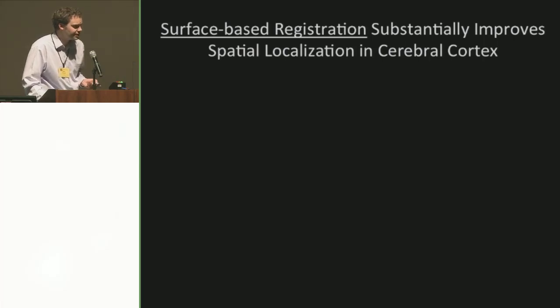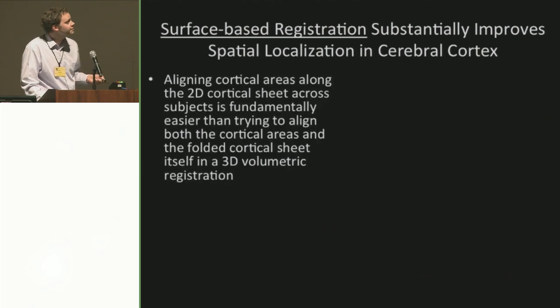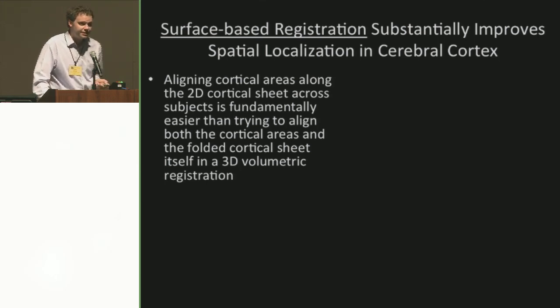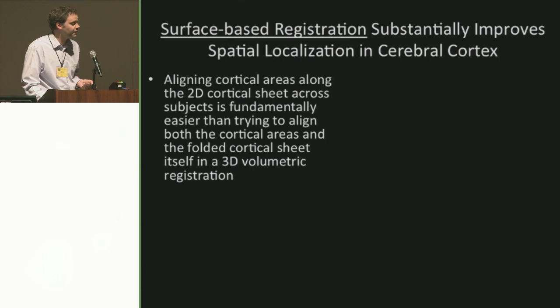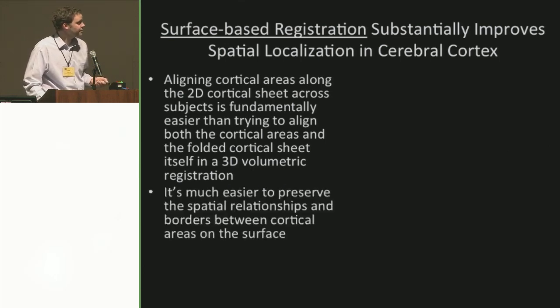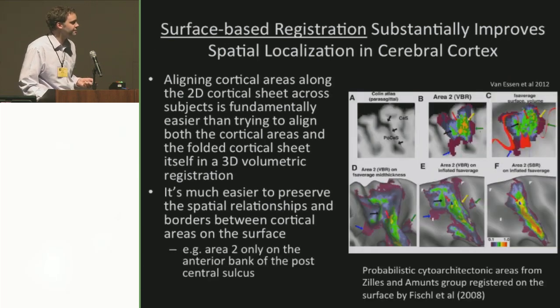So one of the keys here is surface-based registration, which substantially improves spatial localization in cerebral cortex. So it's just a fundamentally easier problem to align cortical areas in 2D on the surface than it is to try to align both the cortical areas and the folding pattern itself in a 3D volumetric registration. And it's easier to preserve the spatial relationships and borders between cortical areas on the surface.